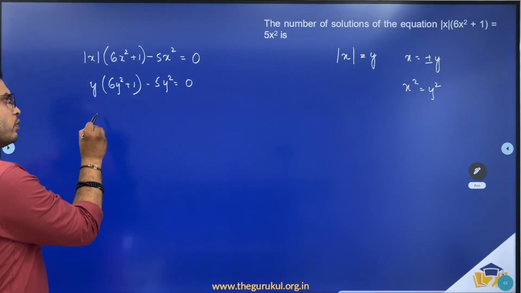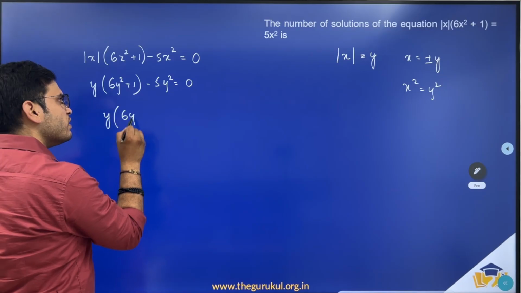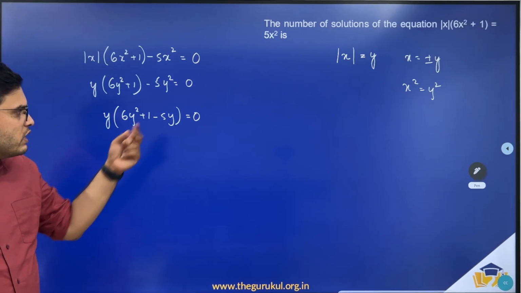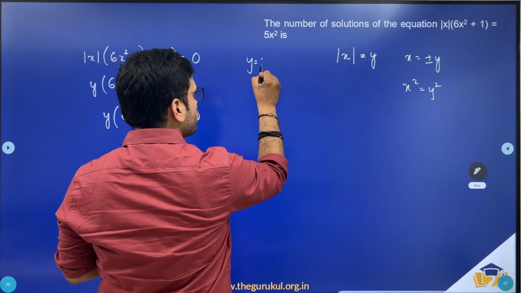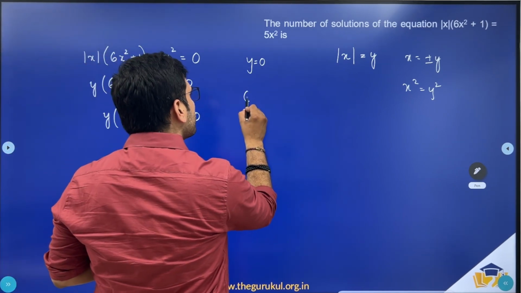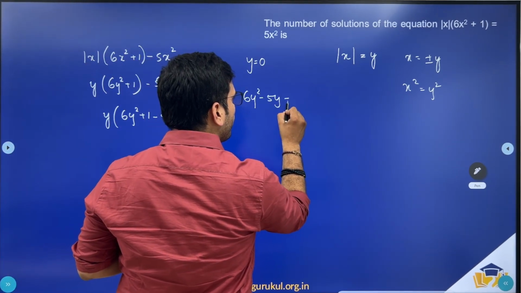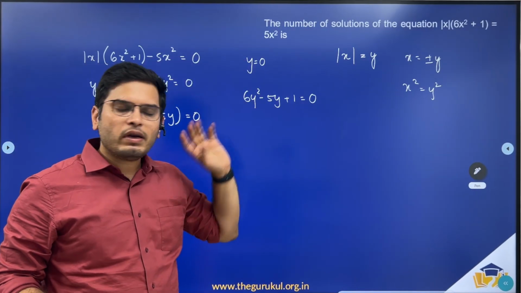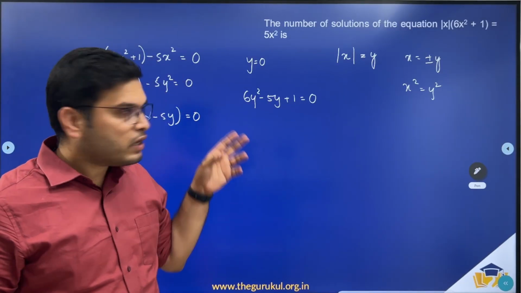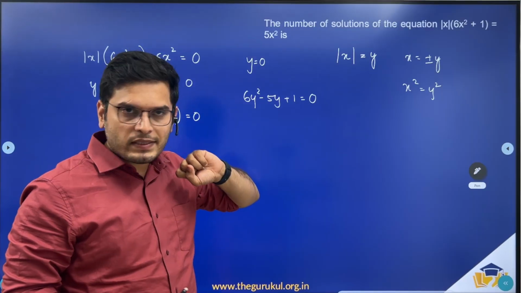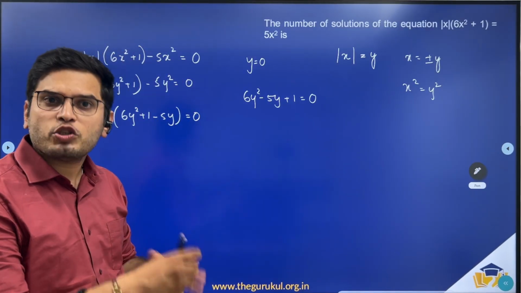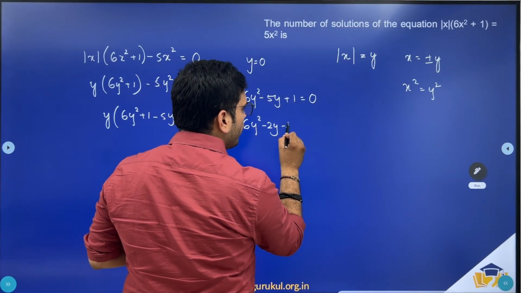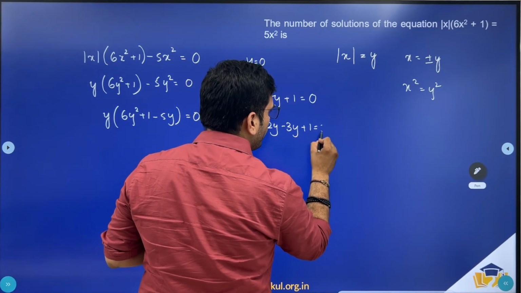Now let me take y common. Now if I take y common, you'll be having y into 6y square plus 1 minus 5y is equal to 0. Now this will be 0 when y is equal to 0 or 6y square minus 5y plus 1 is equal to 0. Now let's find the roots of this quadratic equation. Now 6 into 1 is 6, so we need to find two numbers such that the product of them is 6 and the sum is minus 5: minus 2 and minus 3, right? So I can write this as 6y square minus 2y minus 3y plus 1 is equal to 0.